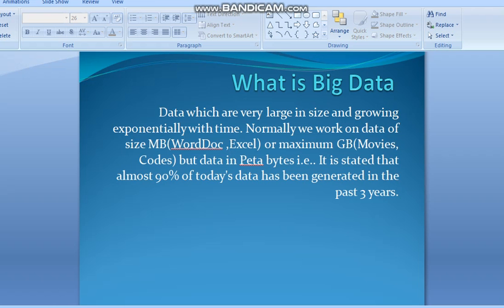Suppose, for example, today, on the same day 3 years ago, you uploaded a picture on Facebook. After 3 years, that picture is data generated by Facebook. So that is the example: 90% of today's data was generated in the past 3 years. That is the best example of big data.